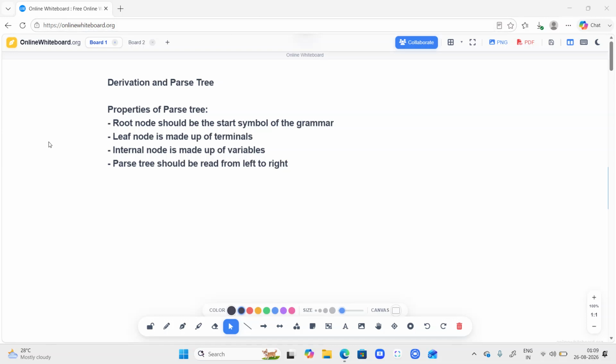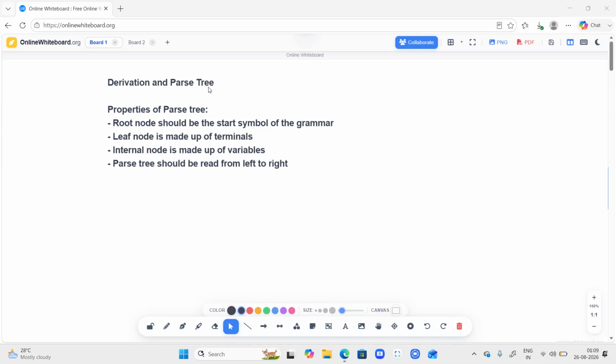Hello everyone. The next topic in context-free grammar is derivation and parse tree. Derivation is the process of deriving a given string from the start symbol. That is what is called derivation. As we have seen in previous examples, you were asked to derive a string using the production rules. That is derivation. And parse tree is also called derivation tree.